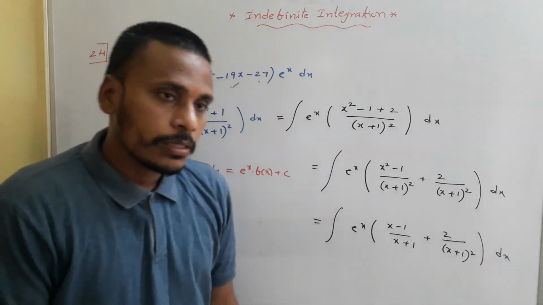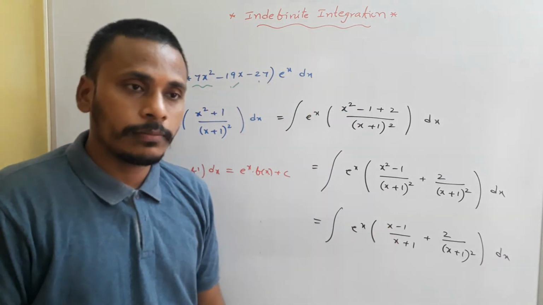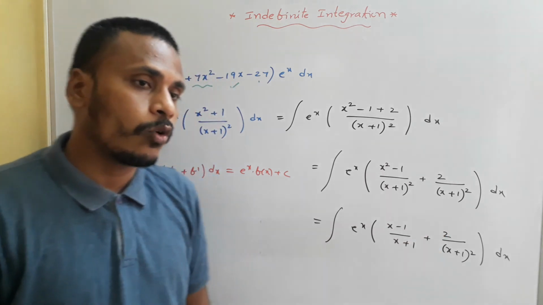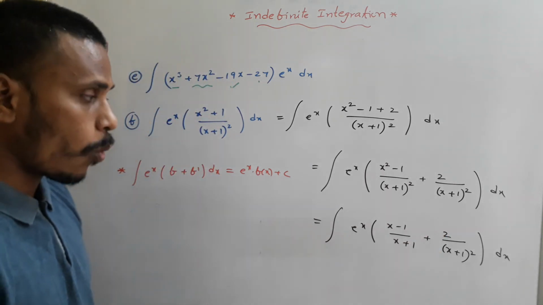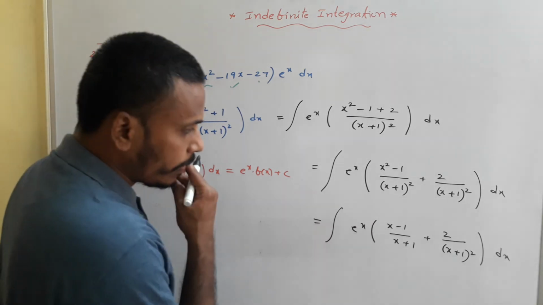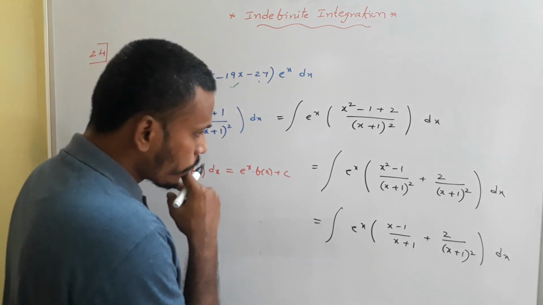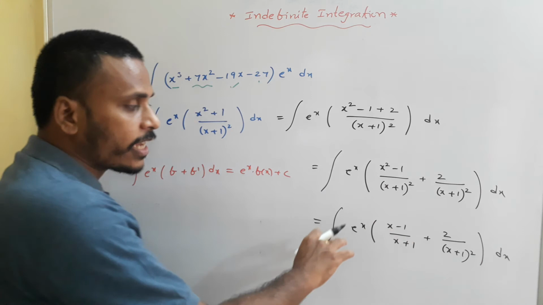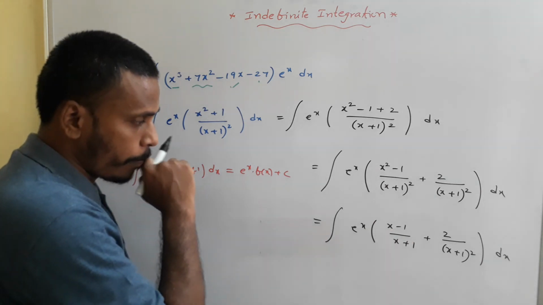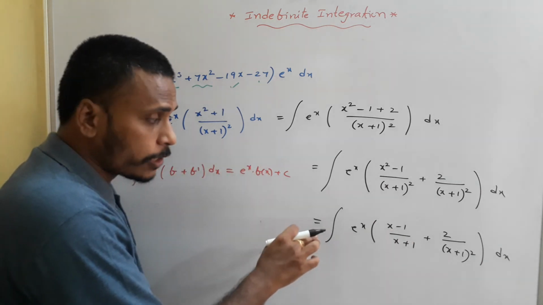Now, see here we have (x − 1)/(x + 1), and this is 2/(x + 1)². What to do? What not to do? I do one thing. Again I will rewrite it like x + 1 − 2, x + 1 − 2.